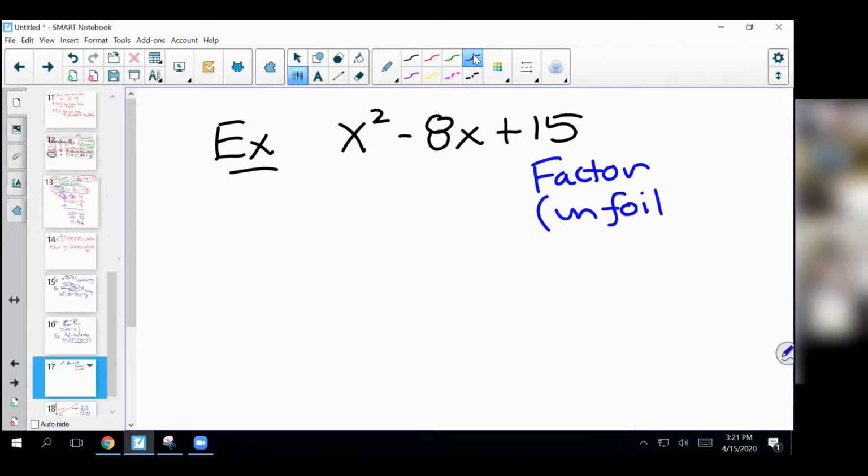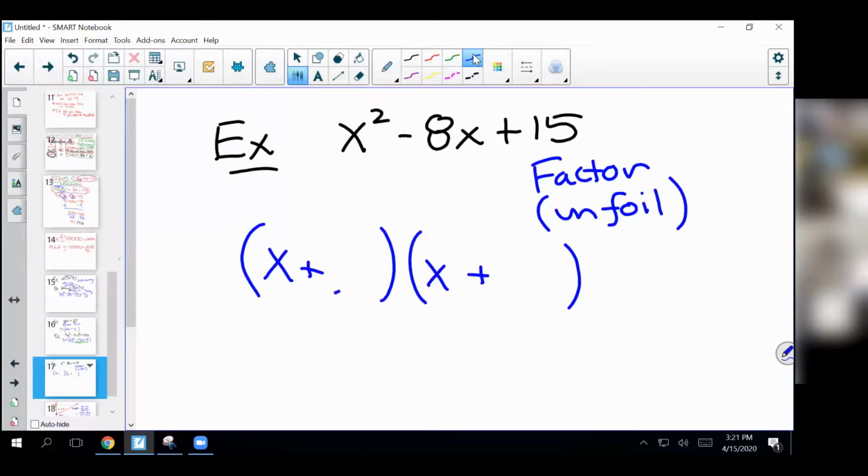I want to unfoil. By unfoil, I mean I want to turn it into something like this, where we have x plus something and x plus something, or maybe it's minus something. And what I really want to do is just fill in these numbers. Well, what do these numbers do when you foil them?